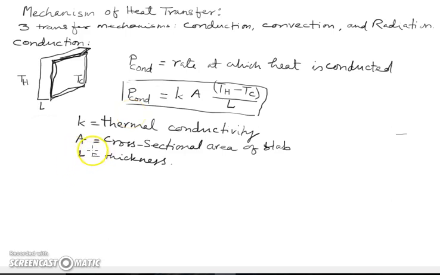So we can insert here just for future, we can leave it here, and we can say this is the rate at which heat is transferred. So we can say this is Q and this is my time. Q over time is the rate of energy transfer.